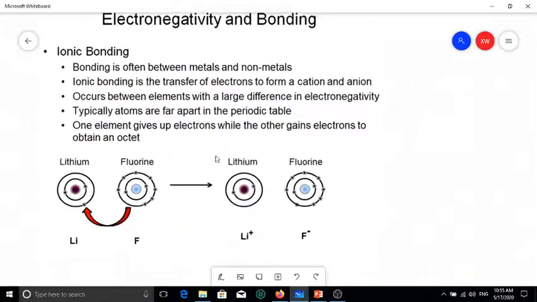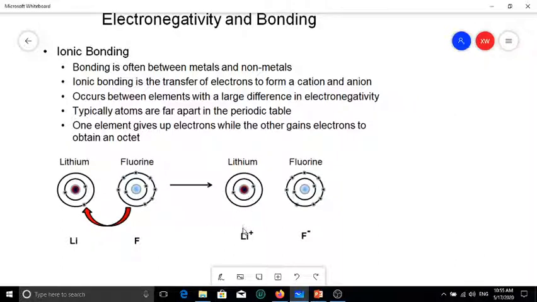So for instance, here's the atomic diagram of lithium and fluorine. Now they have a very big electronegativity difference. The lithium has 1 valence electron here, and the fluorine is missing 1 valence electron, which has 7 already. It's missing 1 from 8. So the fluorine is going to take this electron completely away from lithium.